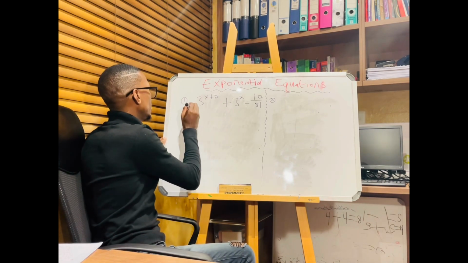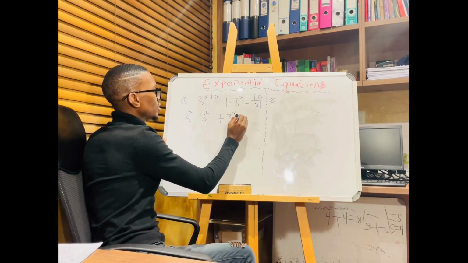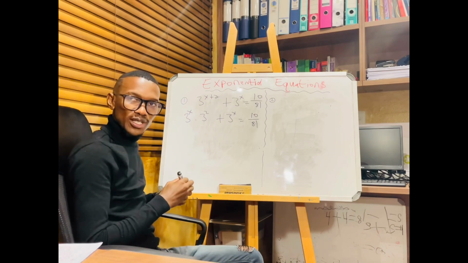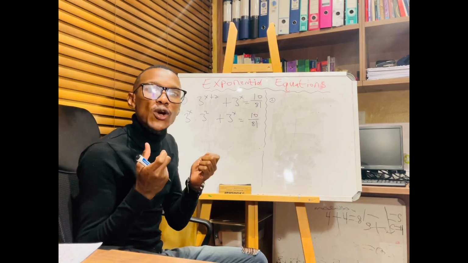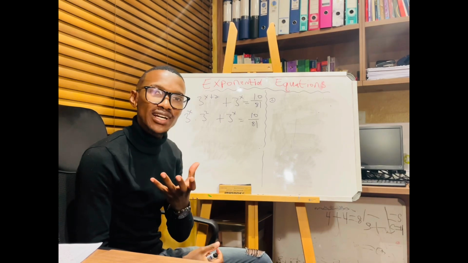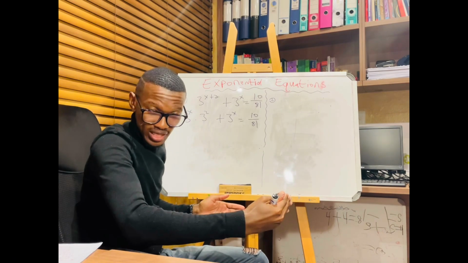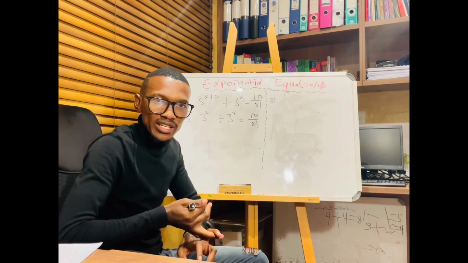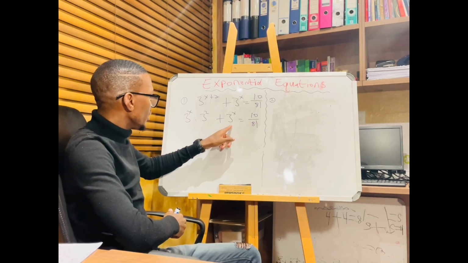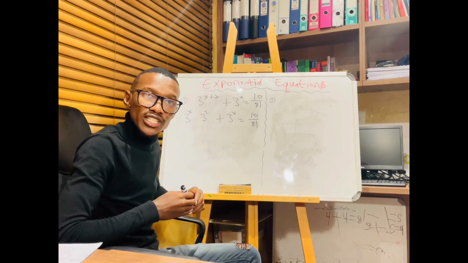So I'm going to say 3 to the power x times 3 squared plus 3 to the power x equals 10 over 81. Then I'm going to find the common factor. The common factor is a factor that is found in every term. A factor could be a variable or a number. 3 to the power x is in the first term, and it's also in the second term, so 3 to the power x is the common factor.